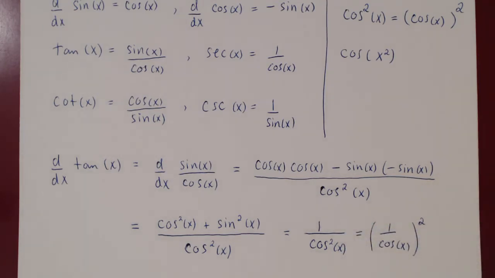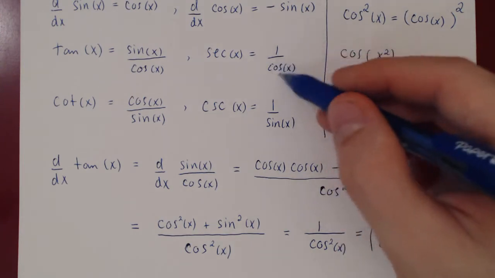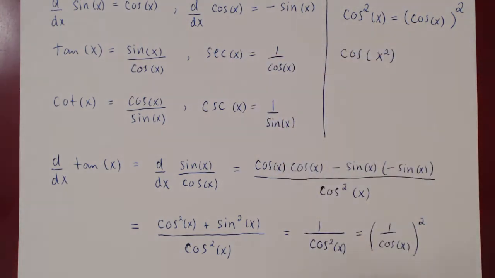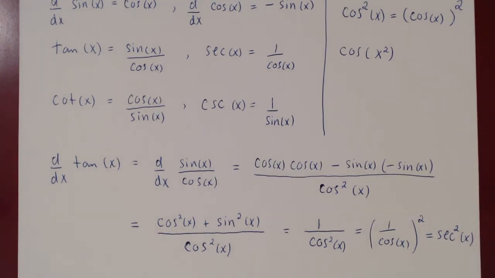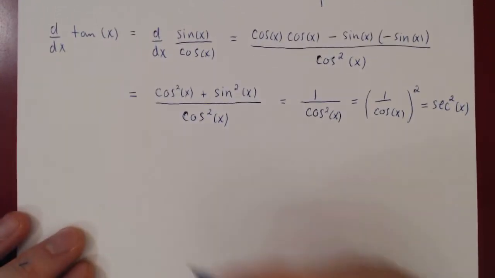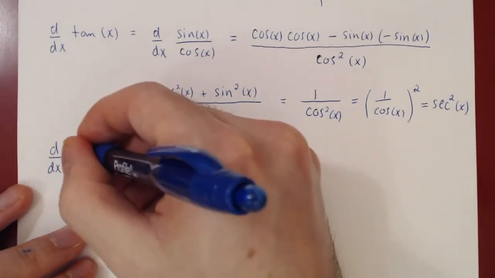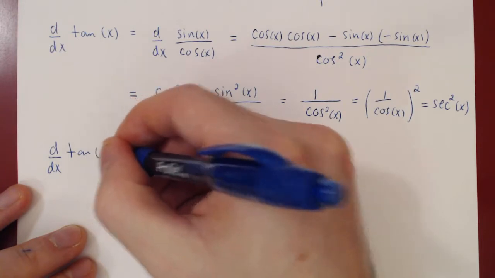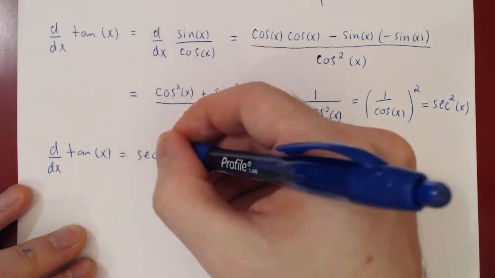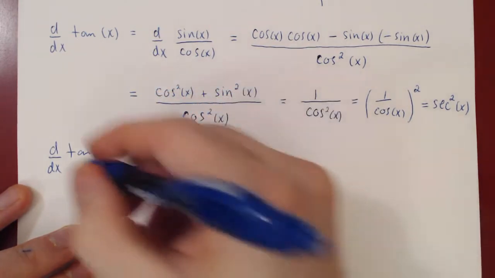And now we can give this a shorter name. 1 over cos of x, this is by definition secant of x. Since we have 1 over cos squared of x, this is secant squared of x. And now we have the derivative for tan of x. We can summarize the derivative of tangent of x is secant squared of x.